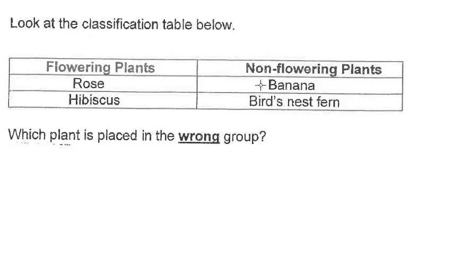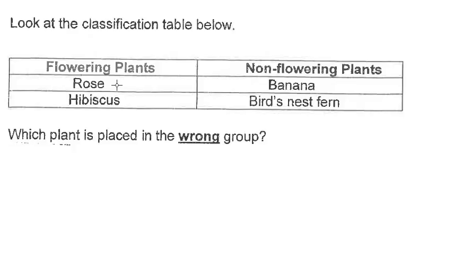This is the flowering plant. We know that a rose is a flower, and it comes from a plant. So a rose plant is easily a flowering plant because it has flowers. Anything with flowers is a flowering plant. Likewise, hibiscus is a flowering plant.